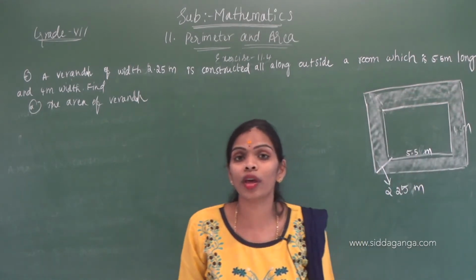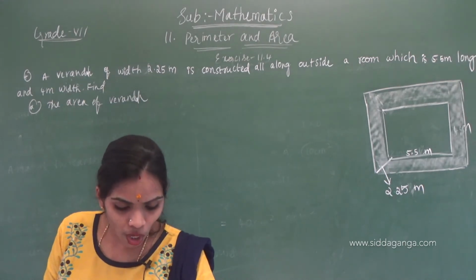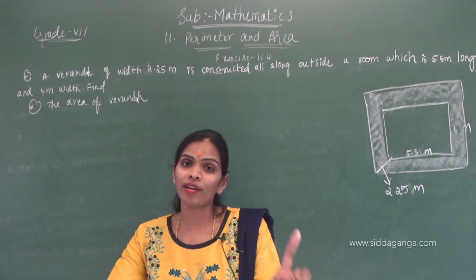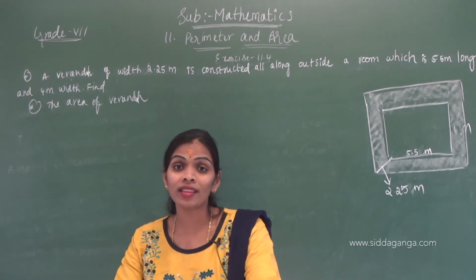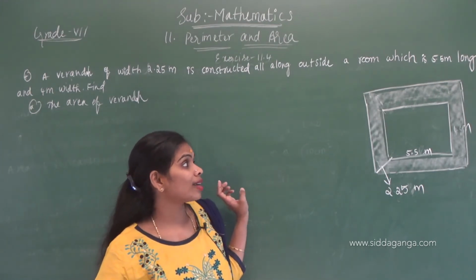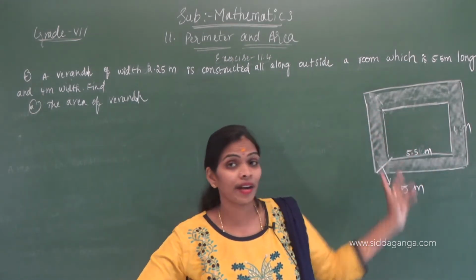The B question is also there. In that they have given the cost of cementing the floor of the veranda at the rate of 200 rupees per 1 square meter. By using that we have to find the cost of cementing the veranda.